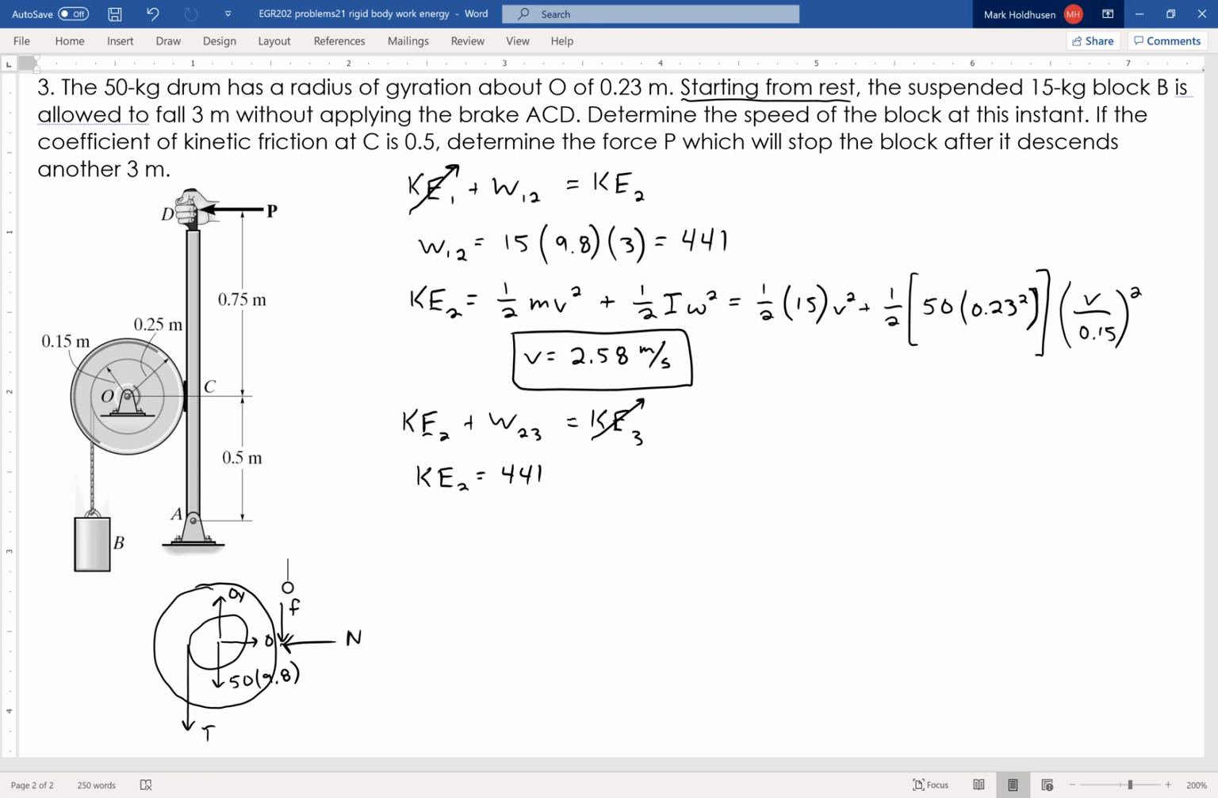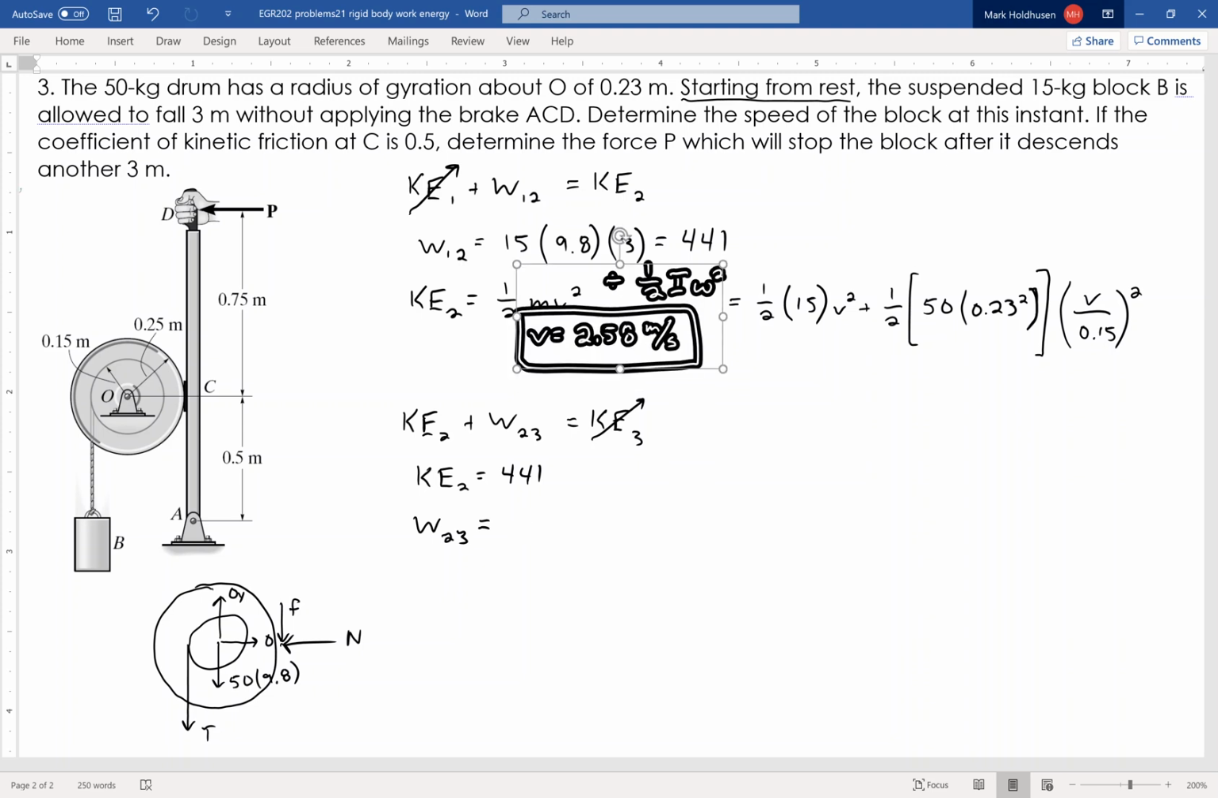Now I've got the work being done. First thing I have here again is this thing falls another 3 meters due to gravity. So gravity does another 441.